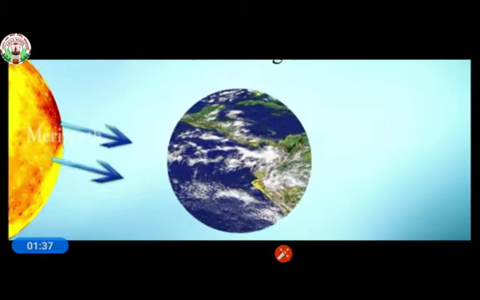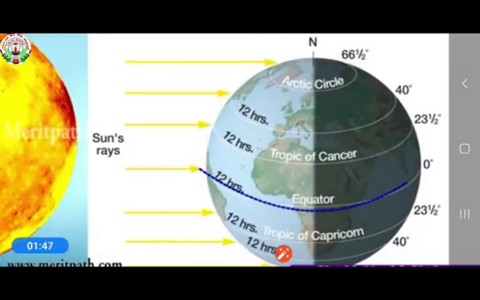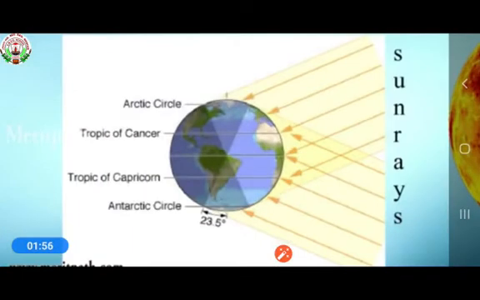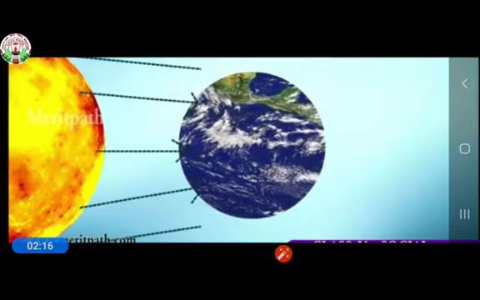Now look at this, students. The earth gets heated by the rays of the sun falling on it. Look at the rays of the sun falling on different parts of the earth. Near the equator, the rays fall vertically, but near the poles, the rays are slanting. Different parts of the earth receive different amounts of heat from the sun.